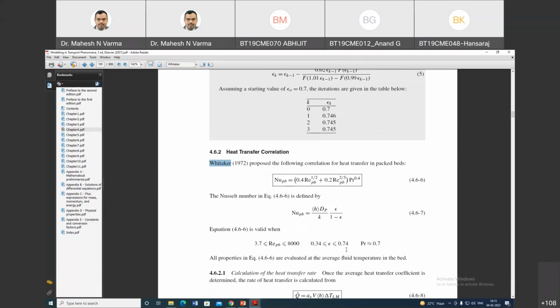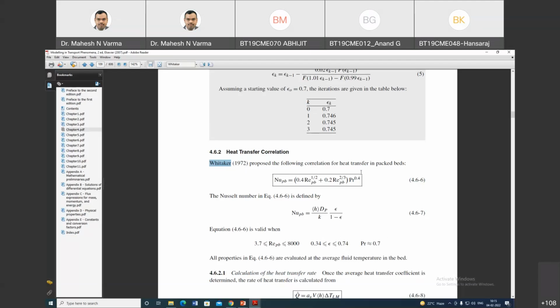So you can see, Whitaker 1972 has given four engineering correlations which are listed in this book. What are these engineering correlations? Flow over a sphere, flow normal to a cylinder, flow through a pipe, and flow through a packed bed. So these are the four engineering correlations. The Whitaker correlation is not only one equation. So this equation, as well as whatever the limitations of this equation, you need to remember.